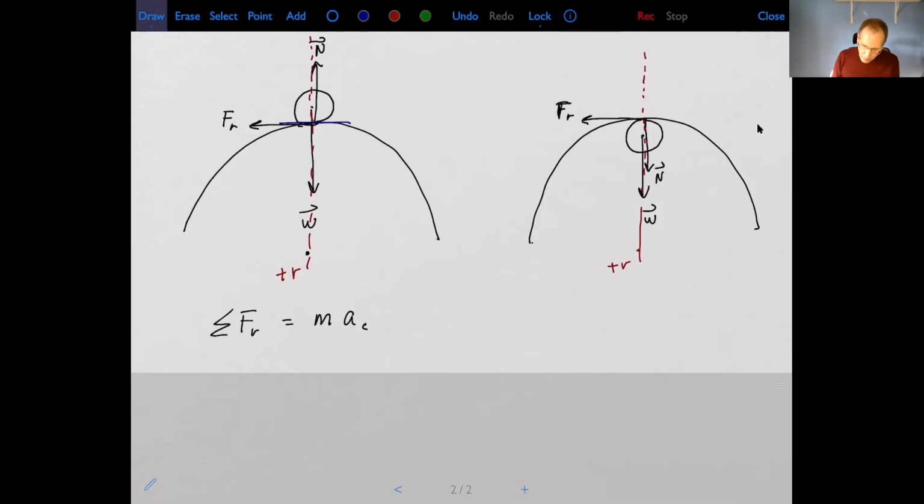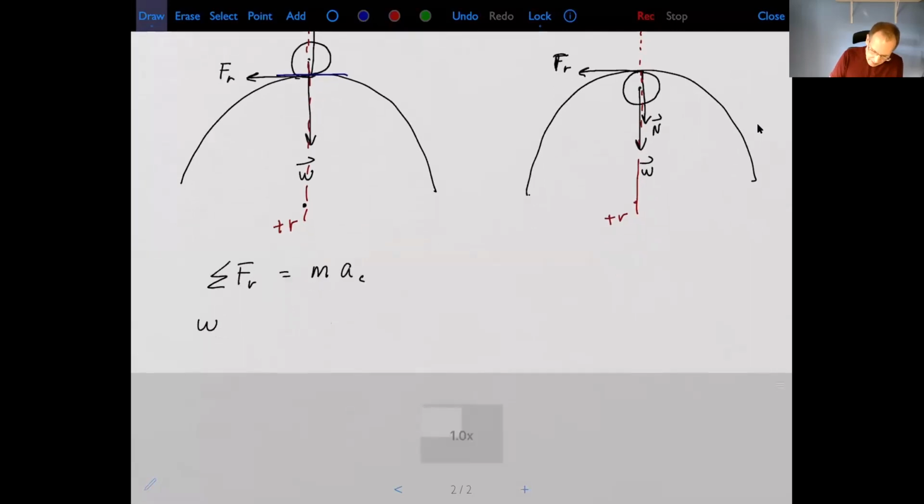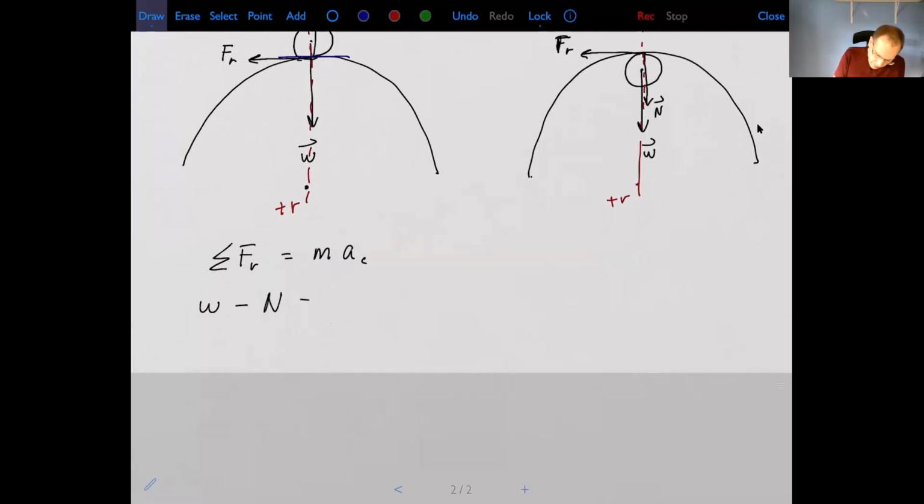Okay, so in the roller coaster track, I have W acting down. Remember, I'm calling towards the center positive, so that's going to be positive W. Normal force is acting in the opposite direction, a negative direction in this case, so minus N. And that's got to equal m, and then for the centripetal acceleration, I'm going to write v squared over R. And then in the second case, I have the weight acting down, so it's positive, plus the normal force is also positive, and that's got to equal mv squared over R.